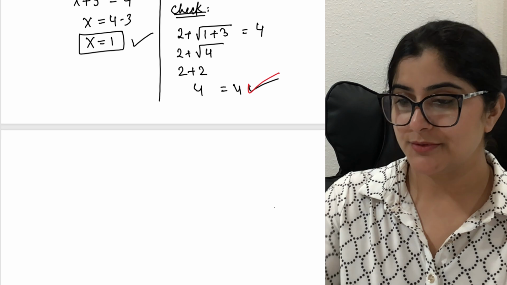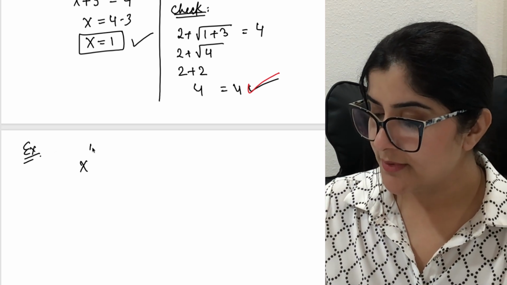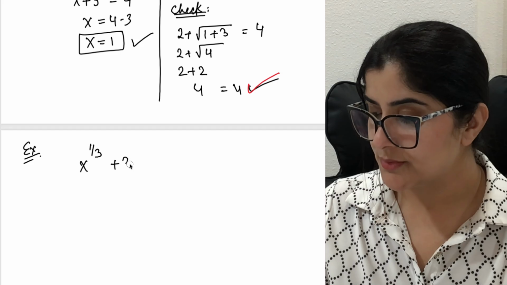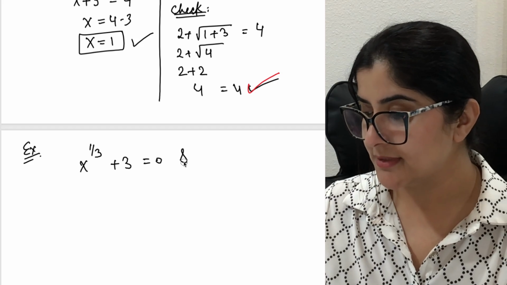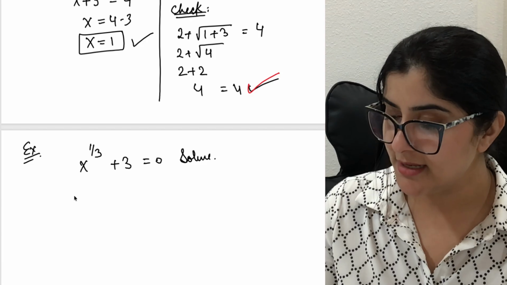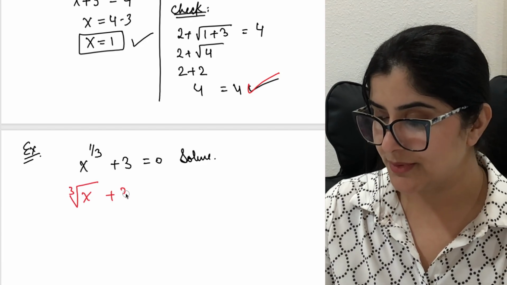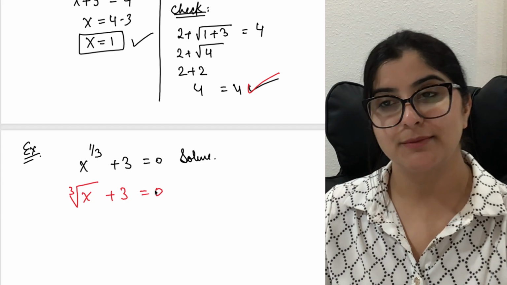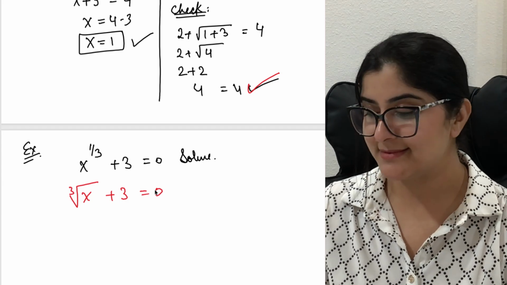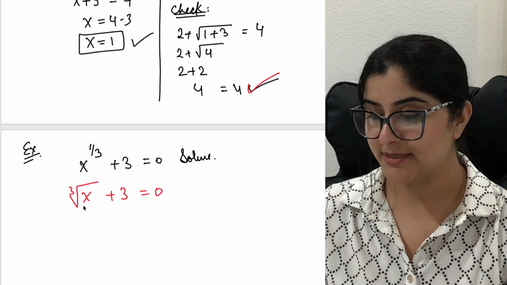So let's do one more question. x to the power 1 over 3 plus 3 is equal to 0. Solve this equation. This equation can also be written as the cube root of x plus 3 is equal to 0. Both are the same equation. I just wrote one as an exponential expression and the other as a radical expression.